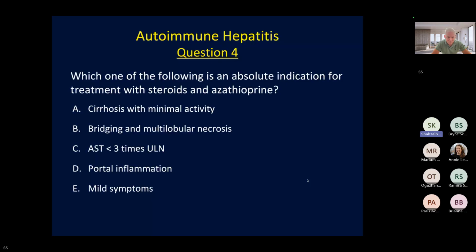So it's not mild symptoms. It's not ALT less than 3 times. It's not portal inflammation. I'm confused between A, cirrhosis with minimal activity, versus B, bridging and multilobular necrosis. I'm going to go with B, bridging. Yeah, cirrhosis with minimal activity you would not necessarily treat. Gotcha.